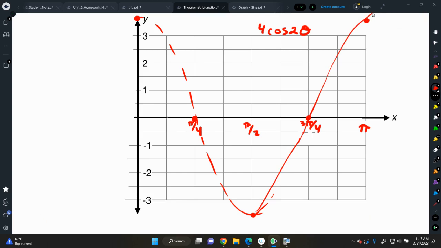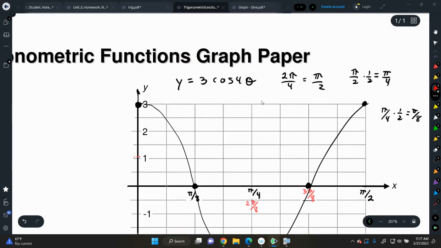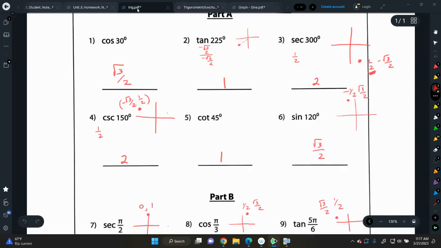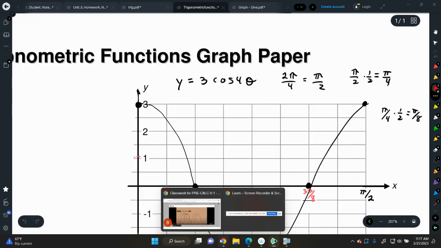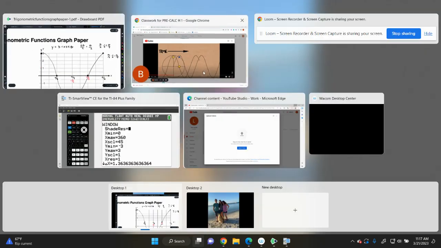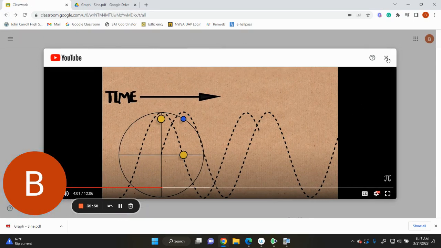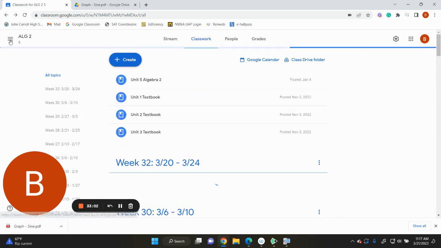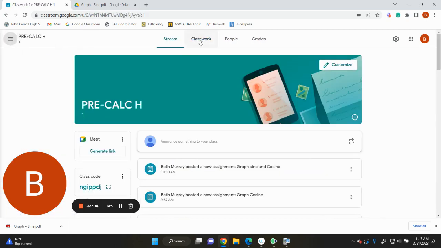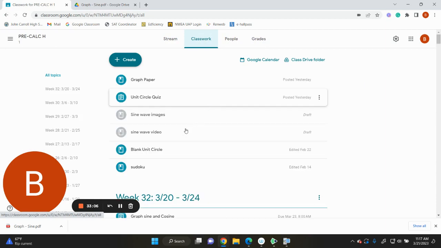Okay, pretty straightforward. Okay, so what I want to do now is I want to do our phase shifts. I think the radians are harder, aren't they? Because you've got to work with fractions. That's good practice. That's good practice.